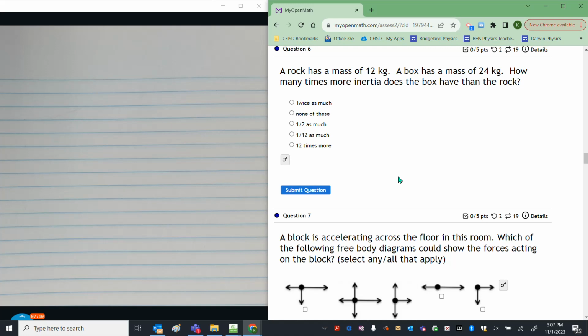All right, question number 6 says, a rock has a mass of 12 kilograms. A box has a mass of 24 kilograms. How many times more inertia does the box have than the rock? Again, inertia is directly related to mass. So if a box has twice as much mass, then the box also has twice as much inertia. And all you're doing is comparing these values. 24 is 2 times larger than 12. So that's how much more inertia the box has than the rock, twice as much.